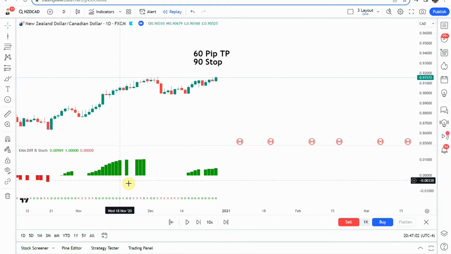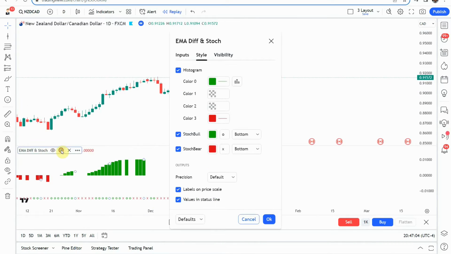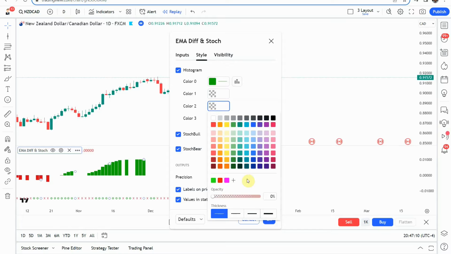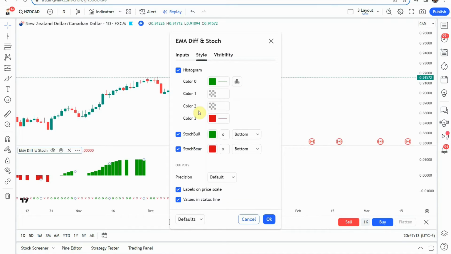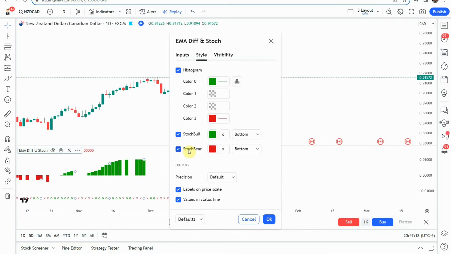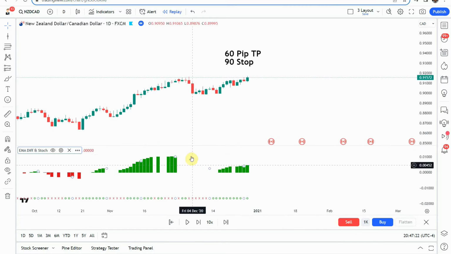You can see the indicator down here at the bottom of the screen. I did go in and make a few changes. On the color 1, I turned down the opacity to 0. On the color 2, I turned down the opacity to 0. And on the stochastic bull, I turned the opacity to 100, and stochastic bear, the opacity to 100. That gives us what we're looking at here.